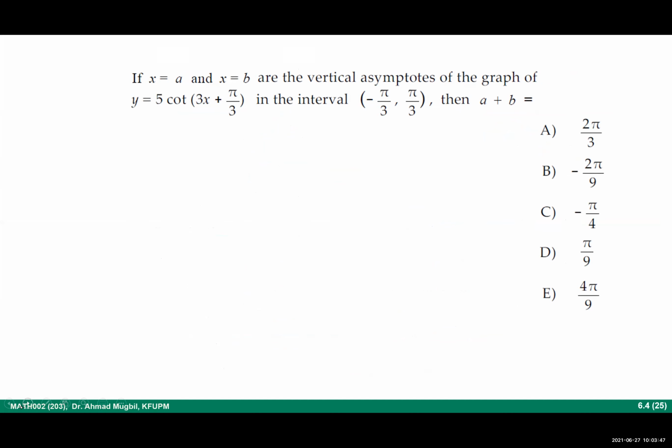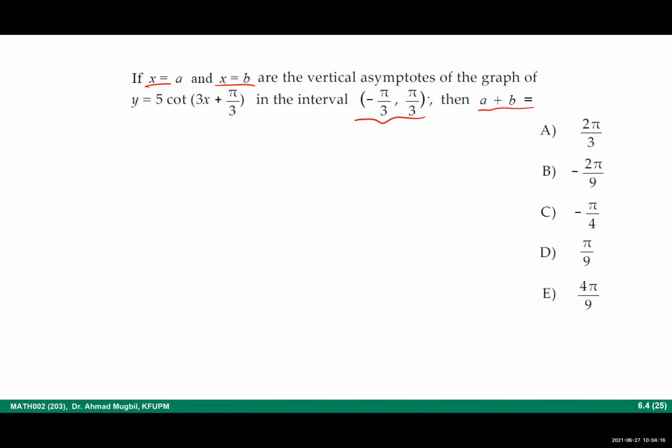If x equals a and x equals b are the vertical asymptotes of this graph, cotan. The question will be the same if we have cosecant. When we talk about the vertical asymptotes, the vertical asymptotes of cotan are the same for cosecant. So now he wants the vertical asymptotes in this interval. Find them, not the number of them. No, find them exactly. Then sum them up.